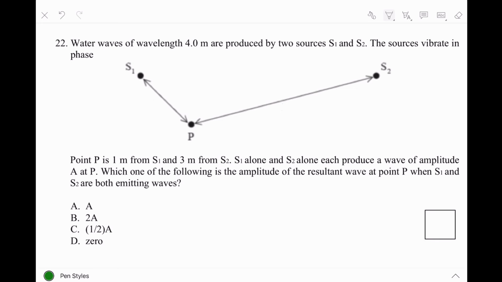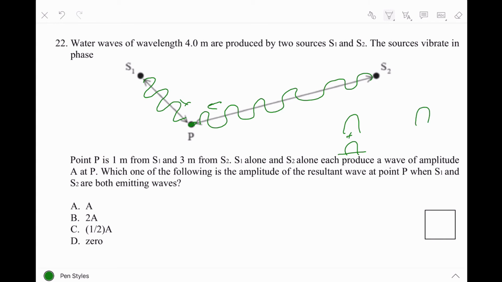Now number 22. You have two wave sources, S1 and S2, and the two waves meet at a point P. It really depends. When you add them here, you can have trough to trough, or crest to crest, and then you have constructive interference. If you have a crest to trough, you have destructive interference. So this one you enhance.